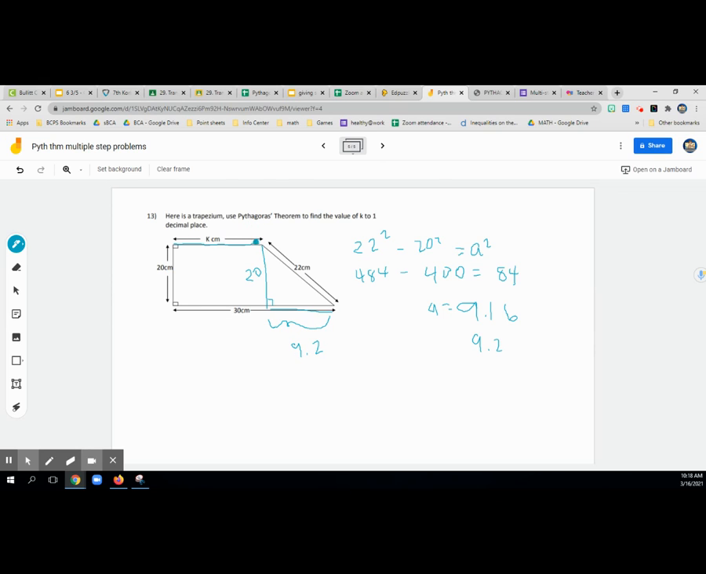We want to find k, which is equivalent to this length here. So k plus 9.2 is equal to 30, and it's just a one-step equation. You just subtract 9.2 from both sides, and you get 20.8.